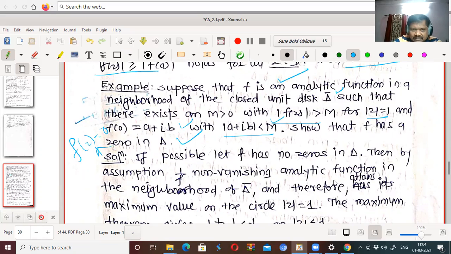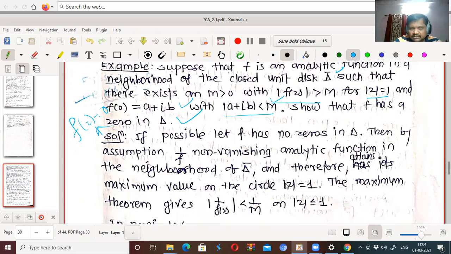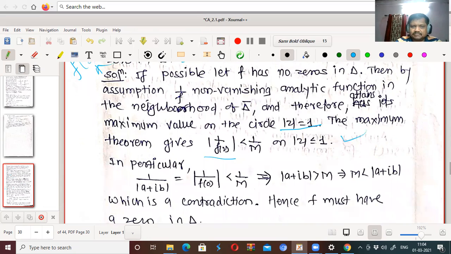So it is a non-vanishing analytic function in the neighborhood of delta bar, and therefore it must attain its maximum value on the boundary of delta. And the boundary of delta is mod z equal to 1. So the maximum modulus theorem gives mod of 1 by f(z) is less than 1 by m, because mod of f(z) is greater than m. So mod of 1 by f(z) is less than 1 by m on mod z equal to 1. So 1 by m will be the maximum modulus value of 1 by f(z).